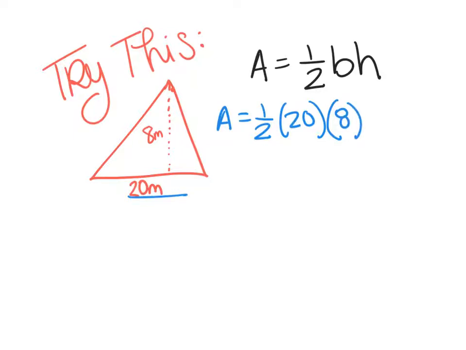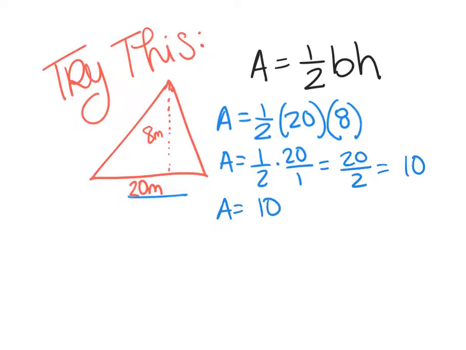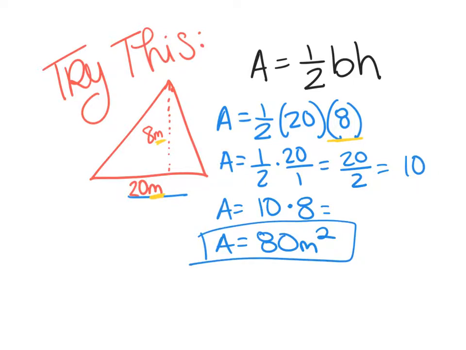First, I'm going to take care of my 1/2 and my 20. So area equals 1/2 times 20. And since 20 is a whole number, I'm going to put it over 1. And when I multiply that out, I'm left with 20 over 2, which reduces down to the whole number 10. Now I'm going to take care of the second part of my problem. Area equals 10 times 8. And when I multiply out 10 times 8, I have 80. But it's not just 80. I need to remember my units. In this situation, my units are meters. So I'm going to take my meters, and of course, I'm going to square it. So my area of the triangle is 80 meters squared.